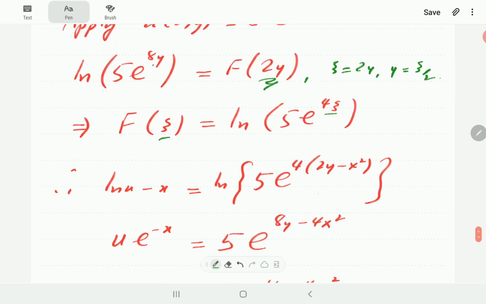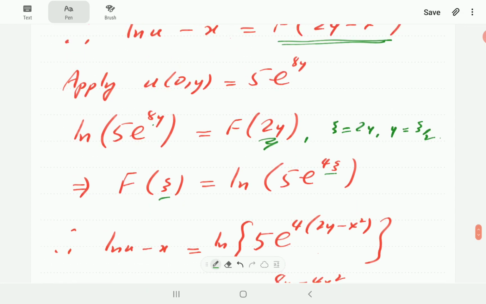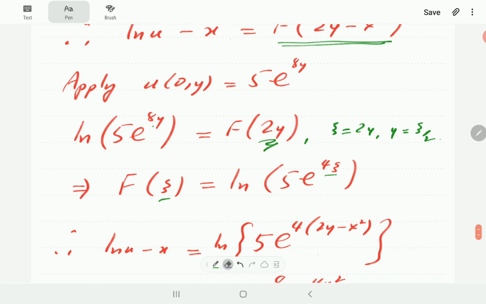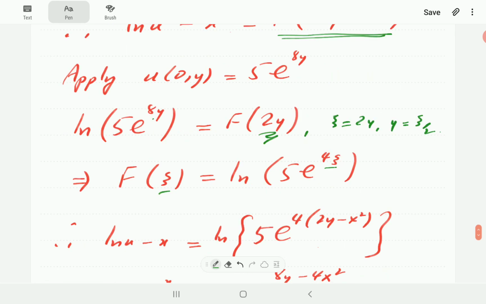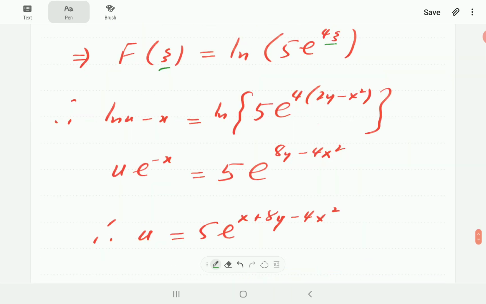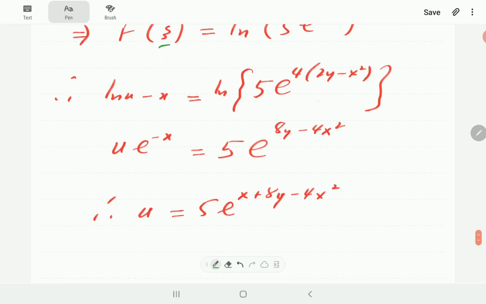So we're going to have ln u minus x equal to ln 5e to the 4 times whatever we have here, which is 2y minus x squared. Then if we take exponentials on both sides, this side is going to be u times e to the minus x, which is that minus x. This side is going to undo the ln, so we're just going to get that. And then if we make u the subject of the formula, then we get the same thing as we got before.